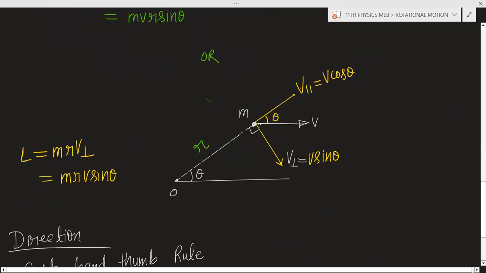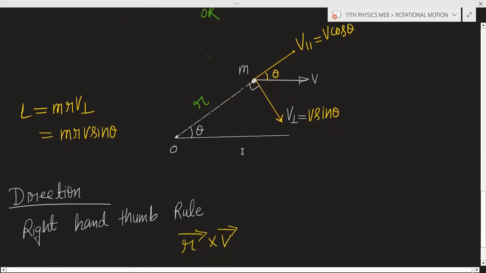Here also you have to do the same way. R cross V you have to do. So this is your R direction, extend your R. This is your V. Point your finger towards R and curl towards V. So you will again get the direction away from you, that is the inward direction. So that is the right hand thumb rule.